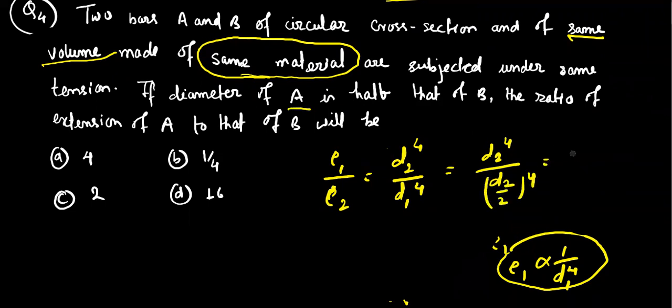Okay, so it will be like D to the power 4, and then 16 will be here. Then these two will cancel out and the answer is 16. Okay, so let me check whether there is an option or not. Yeah, in D we have the option 16, so our correct option is 16.